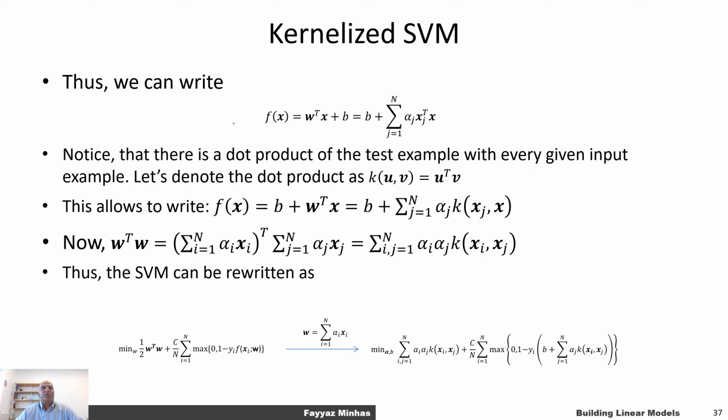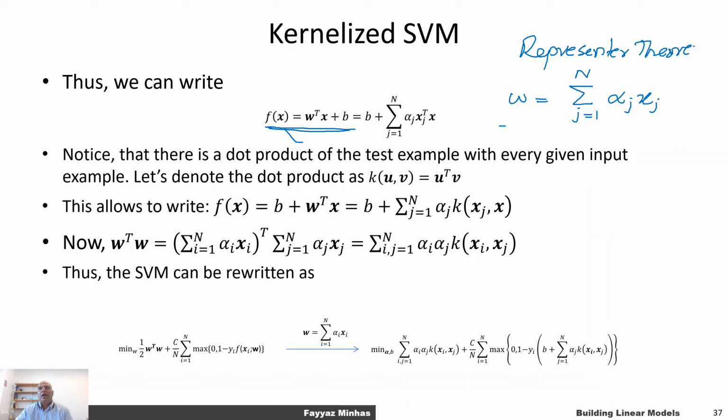If we look at the decision function of a support vector machine, it can be written as f(x) = w transpose x + b. Let's rearrange it. Since we know that w is nothing but a linear combination of the given examples, we can write alpha j times xj. This comes from the representer theorem that we just talked about, and we can plug it in here.